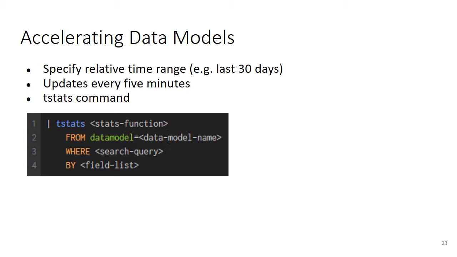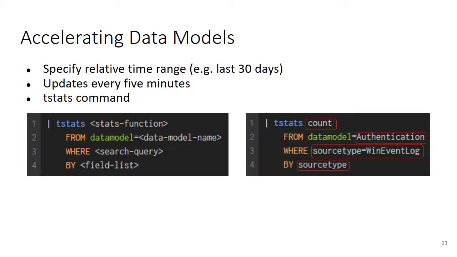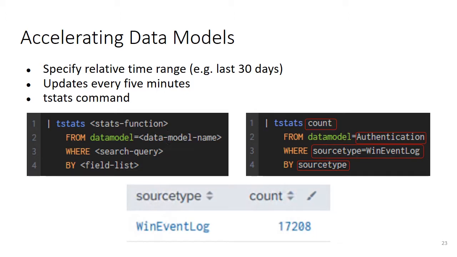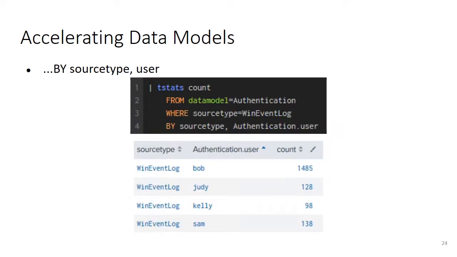So I crafted a simple command looking for a count of authentication events by source type, limiting to Windows event logs, and this is what I would expect to see in my output. If I change it to by source type and user, I will get a bigger table outlining the count of events for each user in the WinEventLog source type. And keep in mind, as I've mentioned before, time range and further filtering is also an option to really whittle down for your use case.